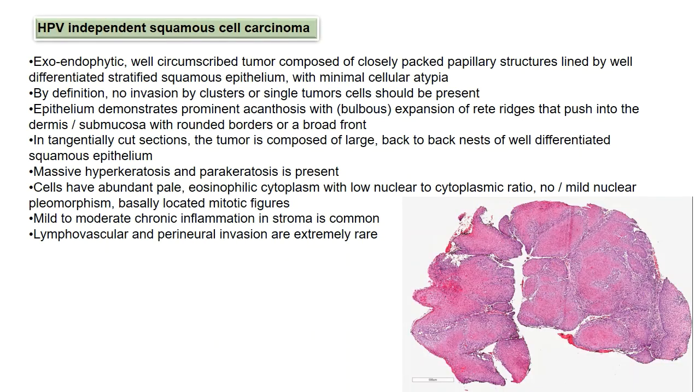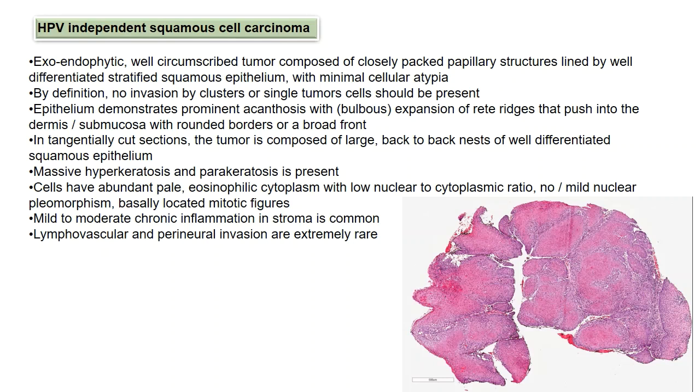HPV-independent squamous carcinoma usually presents as an exoendophytic, well-circumscribed tumor composed of closely packed papillary structures lined by well-differentiated stratified squamous epithelium with minimum cellular atypia. By definition, no invasion by clusters or single tumor cells should be present.